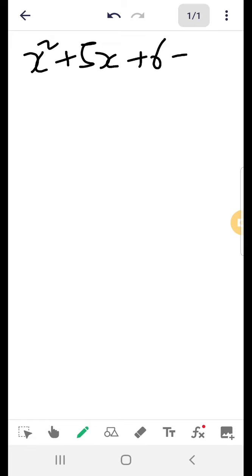If we have x squared plus 5x plus 6 equals 0, how do you solve this quadratic equation? The first thing you're going to do is find the product, then find the sum, then find the factors.